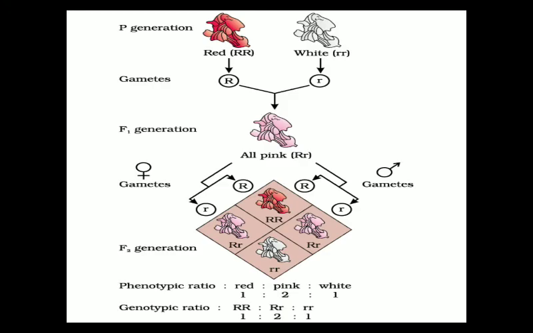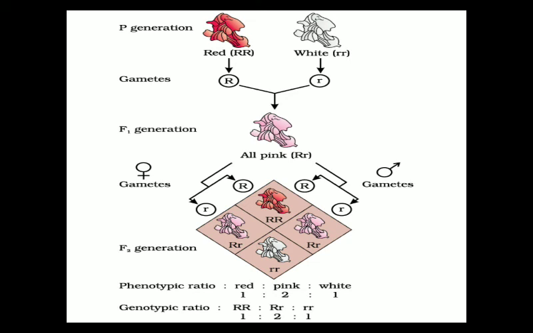So this is all about incomplete dominance. What are the different questions that can come from incomplete dominance? The first question: in which plant can we see the phenomenon of incomplete dominance? The answer is the snapdragon flower. What is another name of the snapdragon flower? It is also known as Antirrhinum.